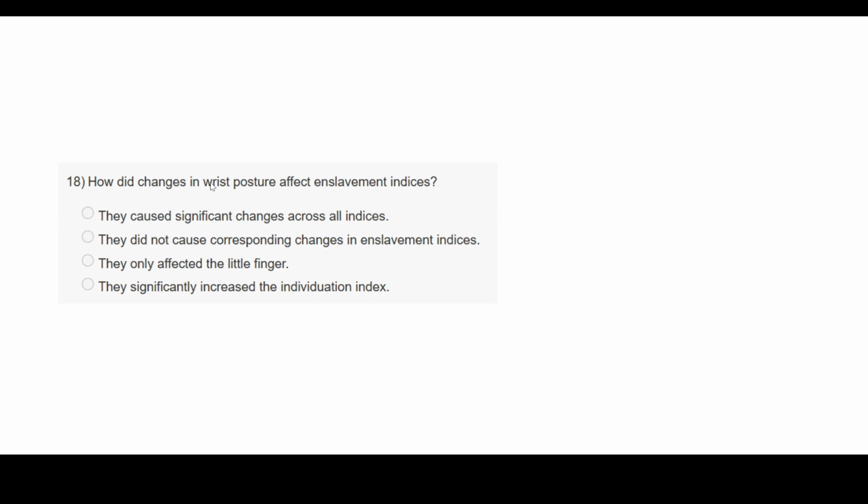How did changes in wrist posture affect enslavement indices? They caused significant changes across all indices. They did not cause corresponding changes in the enslavement indices. They only affected the little finger. They significantly increased the individuation index. The answer is they did not cause corresponding changes in the enslavement indices.